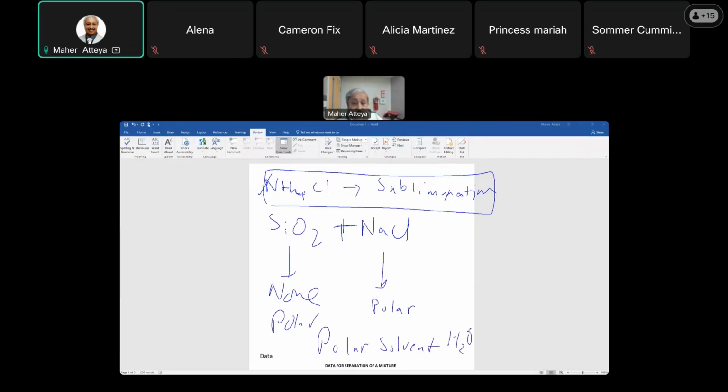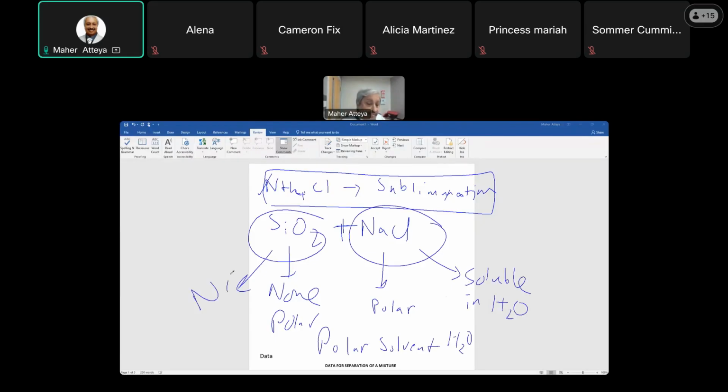So then when you see that sodium chloride is soluble in H2O, this one is not soluble. So that's a good way to look into the whole thing.